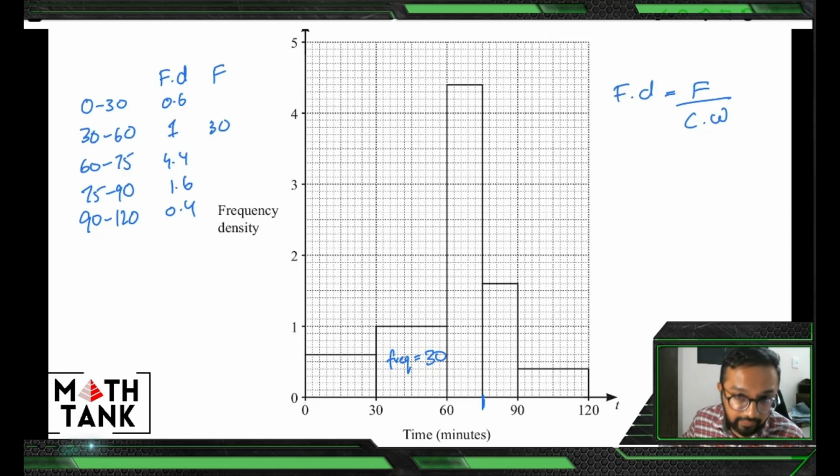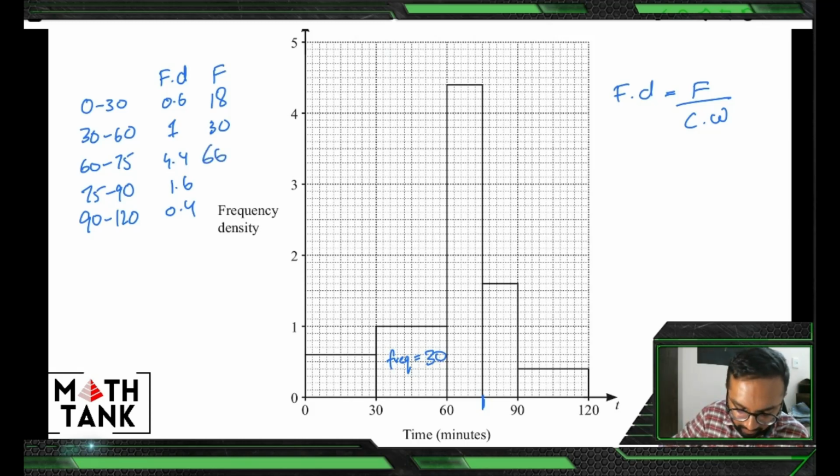So what's the class width for the first one? I can obviously see that it's 30 minus 0, that's 30. So I'm going to multiply 0.6 by 30. What do I get? I get 18. Then the next class width is 75 minus 60, that's 15. I'm going to multiply it with its frequency density, that's 4.4. So I'm going to get 66.